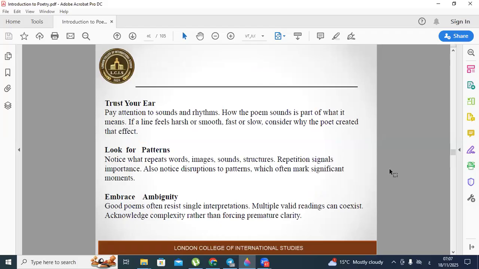If a line feels harsh and jagged, with hard consonants and broken rhythms, consider why the poet created that effect. If a section feels smooth and flowing, what purpose does that serve? Sound isn't decoration, it's meaning. When Tennyson writes, "the murmuring of innumerable bees," the soft M and N sounds and the rhythm actually sound like buzzing, form enacts content. Now let's go to patterns and ambiguity.